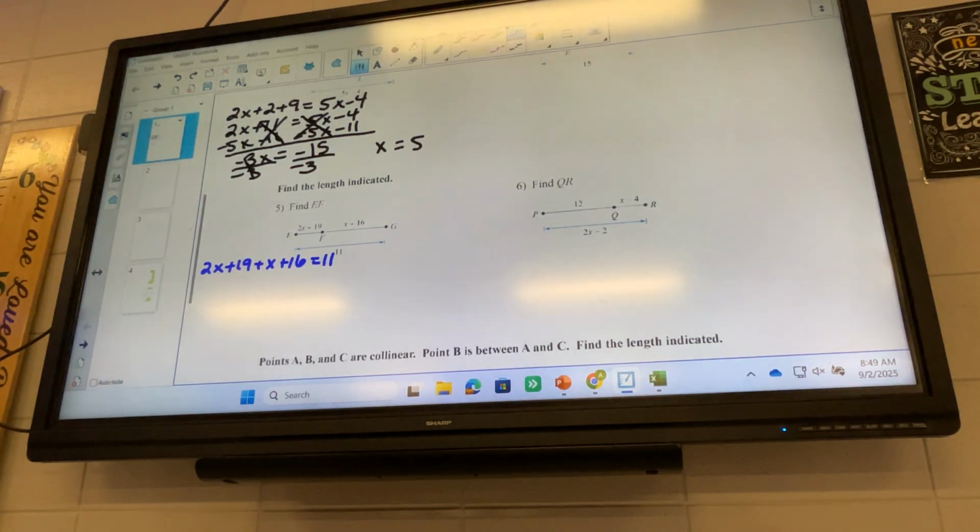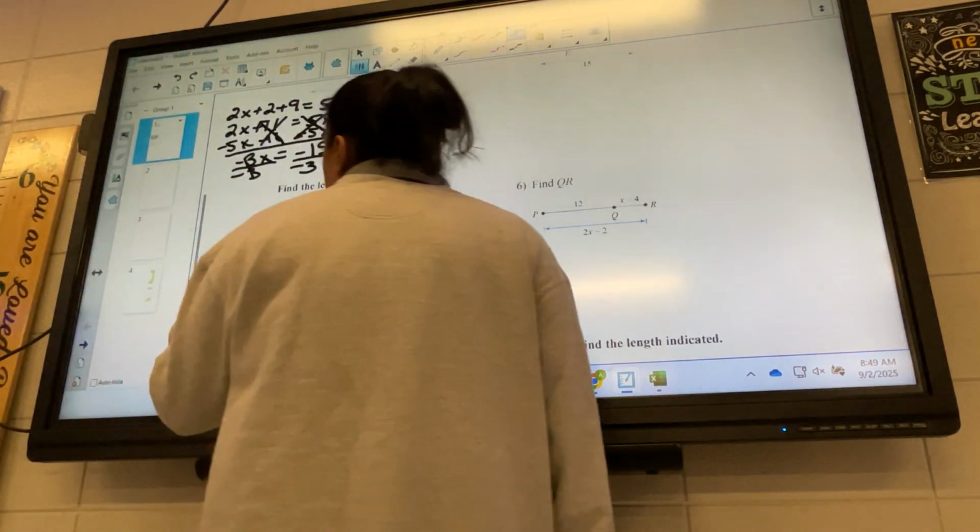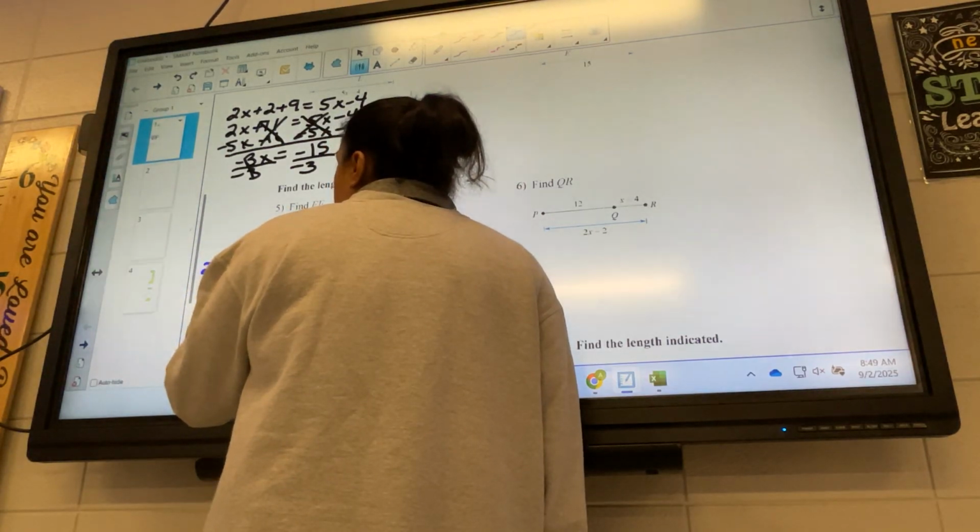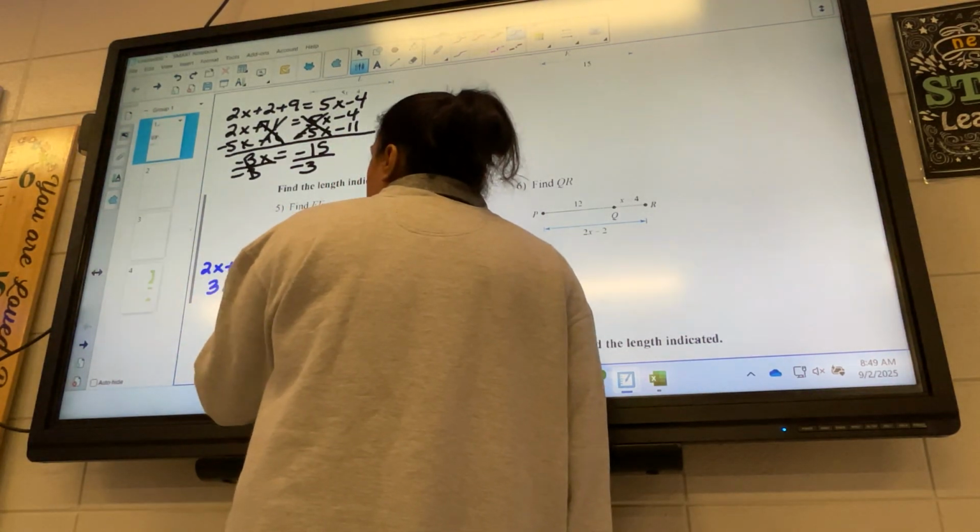Okay, we're going to go ahead and combine. So who can get combined? The 19 and 16. Okay, so 19 plus 16 is 35. And then I got a 1x and a 2x. So we get 3x plus 35 equals 11.